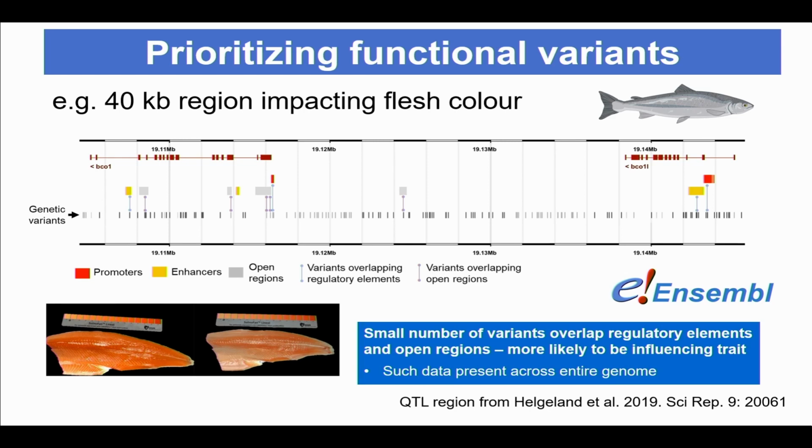So the genes are shown up here in the dark red, and you can see the different regions of interest: the promoter regions in red here, the enhancer regions in yellow, and the parts of the DNA that are open but haven't been assigned to be promoters or enhancers. Just in this small part of the genome, you can see the genetic variants that exist. There are maybe 150 genetic variants, but a very small proportion of these, 5 to 10% maybe, actually overlap with these regulatory elements, which then become more interesting because they're more likely to impact the expression of the genes and hence influence the trait.